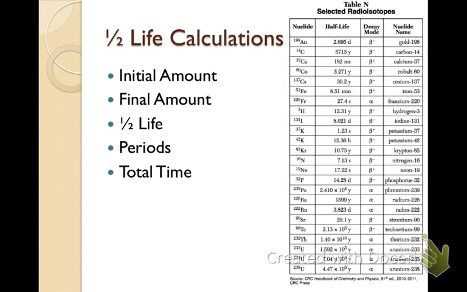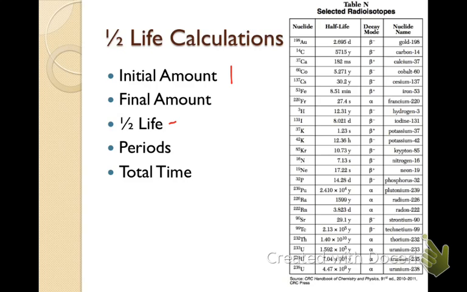To do the calculations, you need some basic pieces of information. You need the initial amount, the final amount, the half-life, periods, and total time. The question might give you a combination of these. Some questions may not even need some of these filled in. So if they ask you about the fraction remaining, your initial amount should be 1. All right, so make sure you get a note on that.